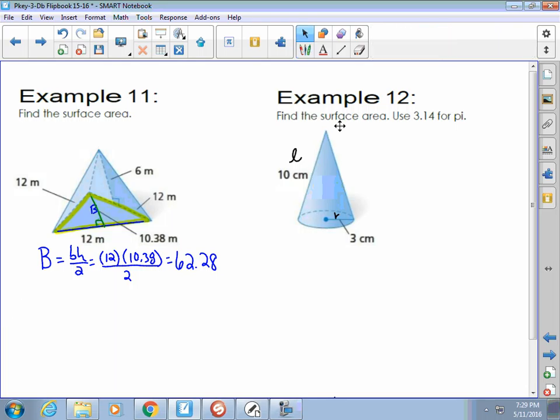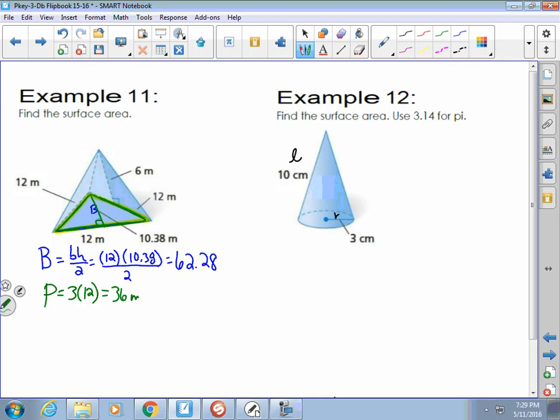Alright, then we're going to do our perimeter. The perimeter of our base is just going around our triangle here. So if I travel around, that'll be 12, 12, 12. So I can add 12 three times, or just say 3 times 12, because all the sides are the same. This is the equilateral triangle. Alright, so that gives me 36 meters.